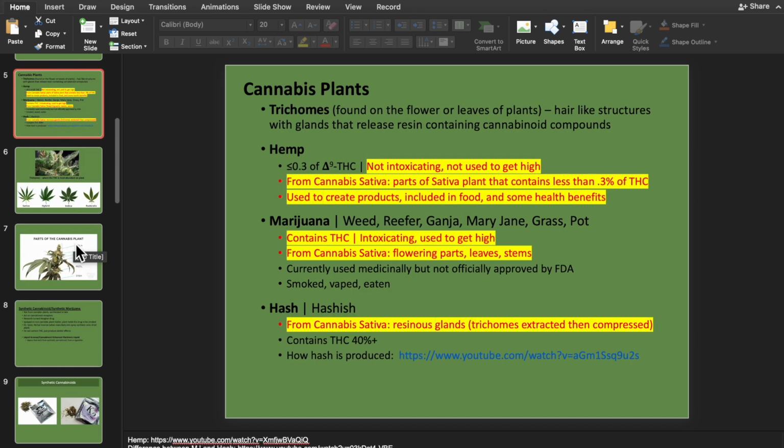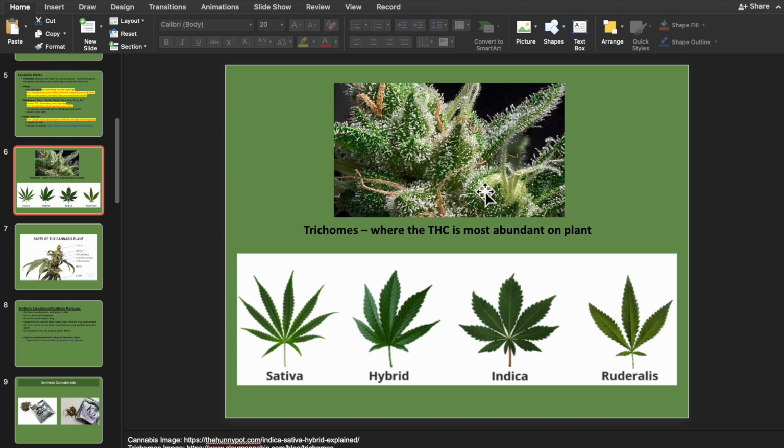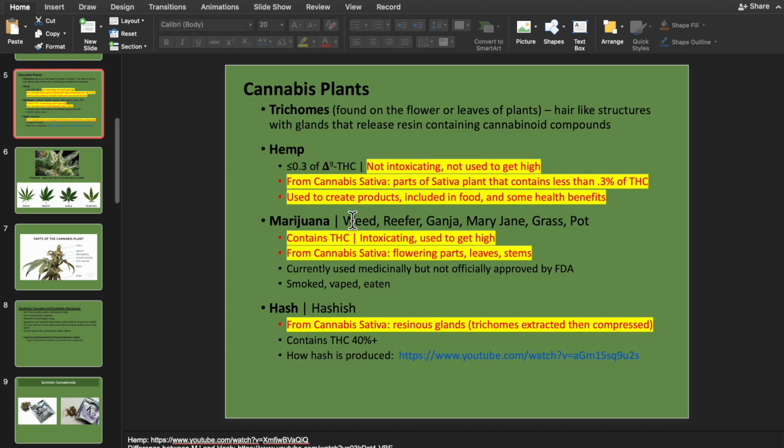Some things to know about the cannabis plants, the different parts. So trichomes are found on the leaves of plants. They look like little hairs which have glands that release resin that contains the cannabinoid compounds. This is where THC is the most abundant, in these little hair-like structures. Hemp is defined as the parts of the Cannabis sativa plant that contain less than 0.3% THC, which means nobody is smoking hemp to get high. Okay? It's used more to make things like rope materials, bags, clothes. It's put in food, things like that. So hemp comes off of the same plant, but they just have to make sure it's the part of the plant that does not have the highest THC.